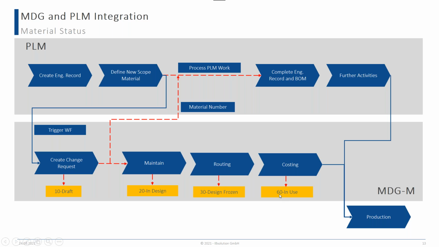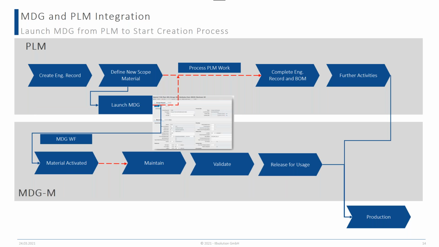Once the costing is done, we can set the status to 60. It means it's in use. We can use it for sales, for production, or for any other transactional activity. So this is linked with this. Until we have the bill of material ready or this information is sent to the MDG, we also do not change the complete status. So these statuses are dependent on the PLM and the MDG activity if you have integration.